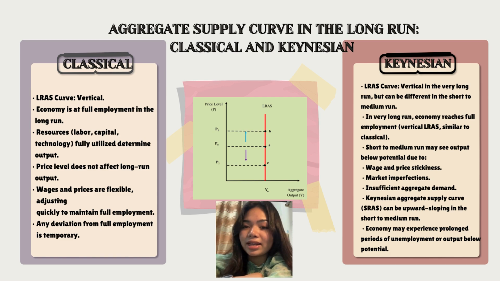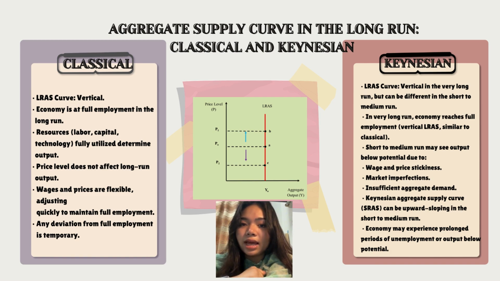Now let's take a look at the Keynesian perspective. Keynesian economists acknowledge that the long-run aggregate supply curve is vertical in the very long run when the economy reaches full employment. However, they argue that in the short to medium term, the aggregate supply curve can be upward sloping. This divergence is due to factors such as wage and price stickiness, market imperfections, and insufficient aggregate demand.